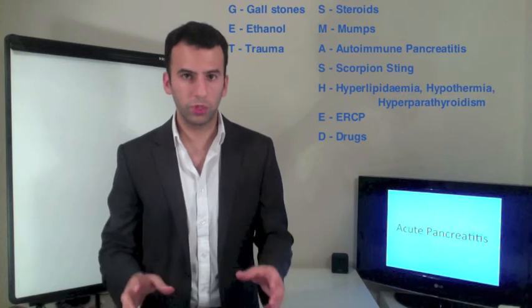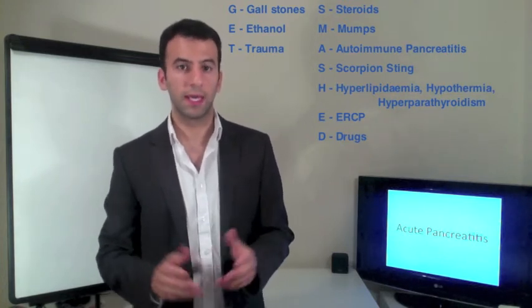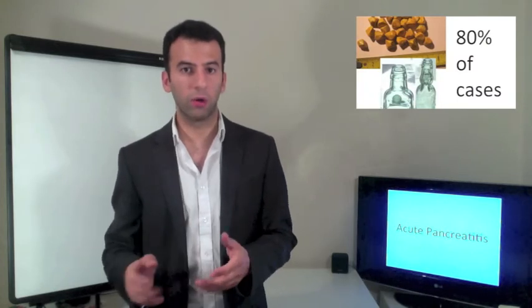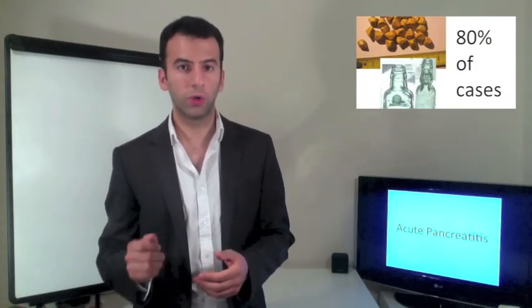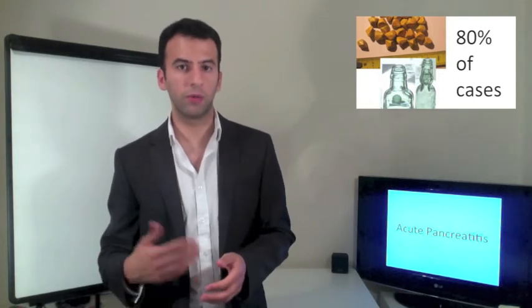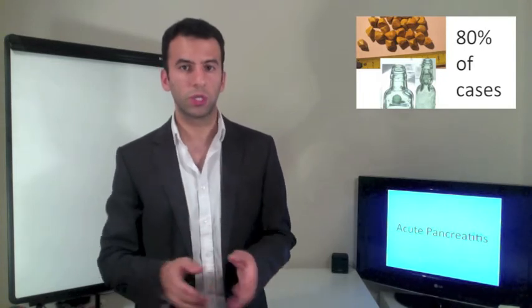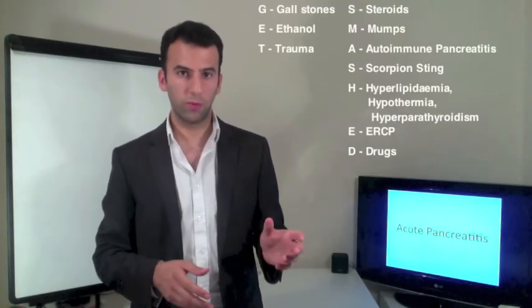The most important causes that account for 80% of all cases of acute pancreatitis are gallstones and alcohol. Alcohol is your most common cause of chronic pancreatitis, and these are the patients who come in and out with acute and chronic attacks of pancreatitis. So acute pancreatitis, gallstones and alcohol. We'll touch on a few more causes.